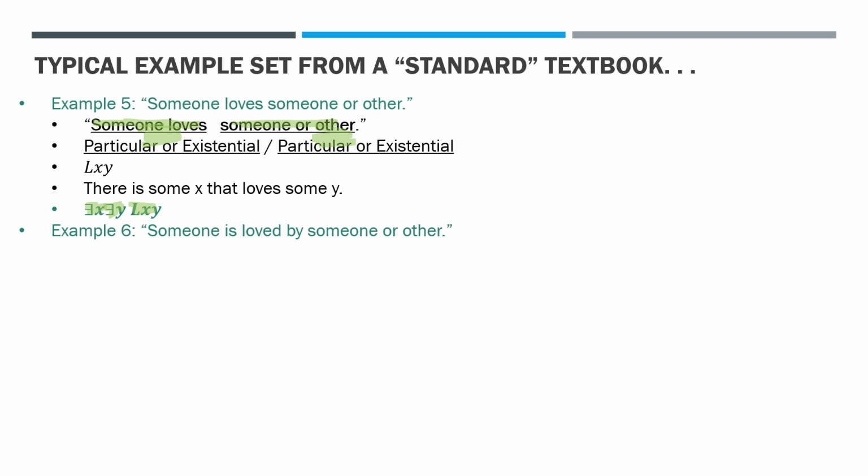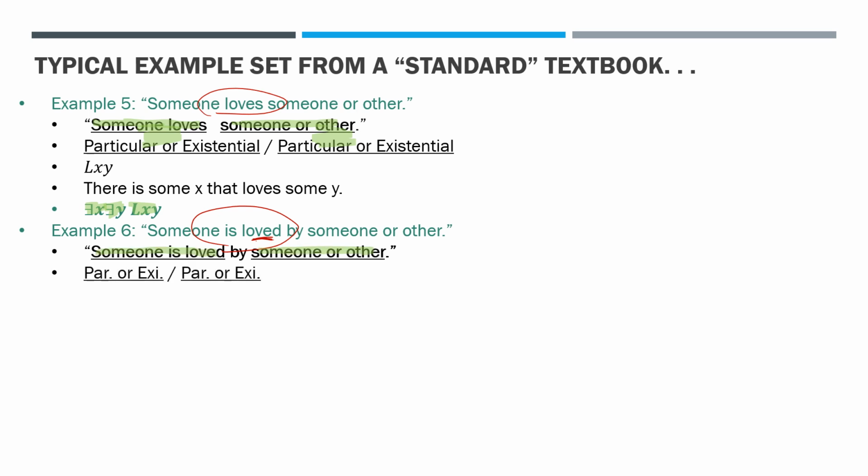Example 6 tells us someone is loved by someone or other. It's very similar to example 5, but it's a little different in that in example 5 we have someone loves. Example 6 we have someone is loved. We have someone is loved, someone or other. Both are particular or existential. Lxy. But note, here we have there is a y that is loved by some x.